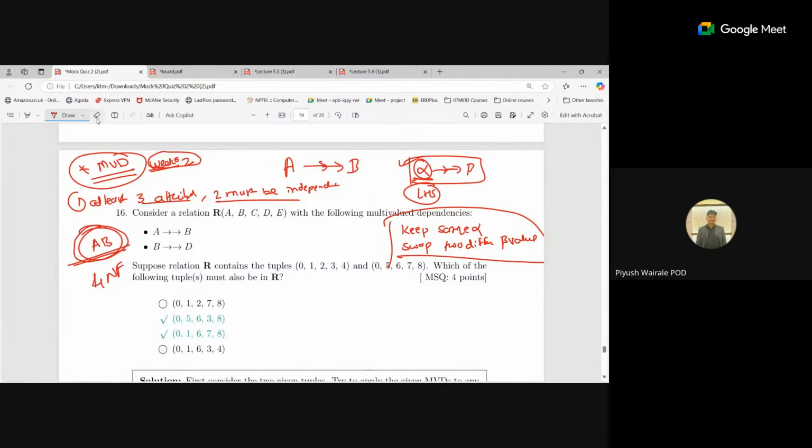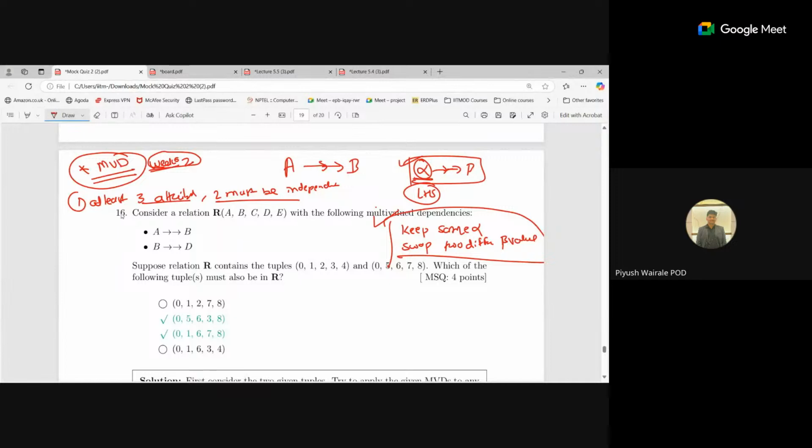Okay, remember this point. Now, for MVD, at least three attributes must be present, two must be independent, and you can check for this one, right? So keep the same alpha value, swap two different beta values. You will get two new rows. If those two rows are present, then we can say MVD exists. Otherwise, not. If MVD does not exist, then it is in 4NF. If MVD exists, it is not in 4NF. Simple concept. So please watch that particular session.